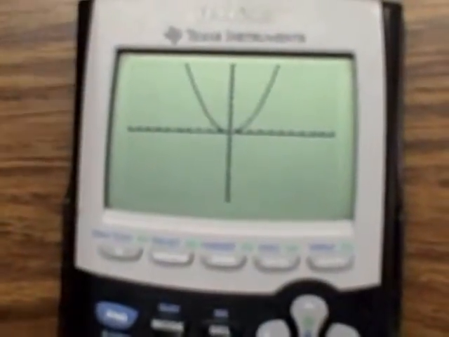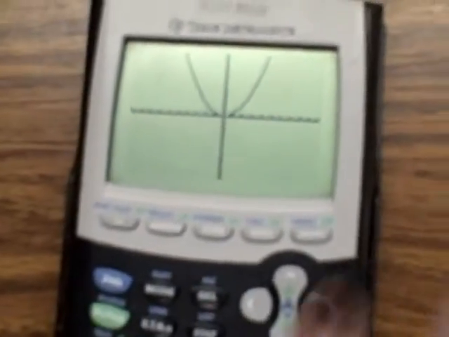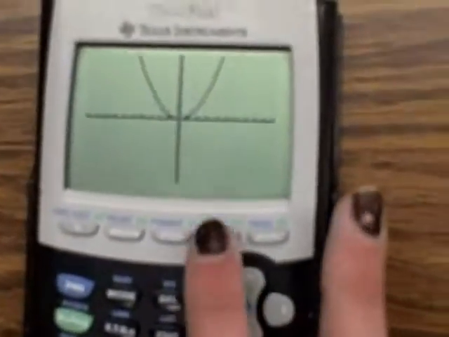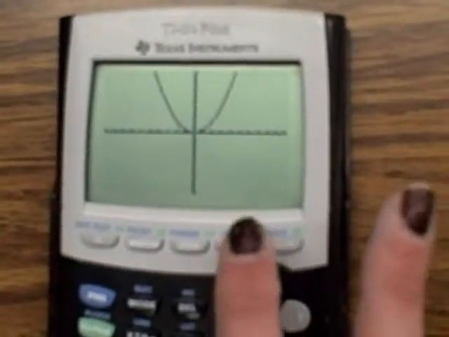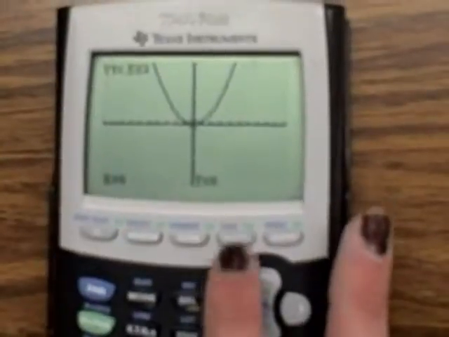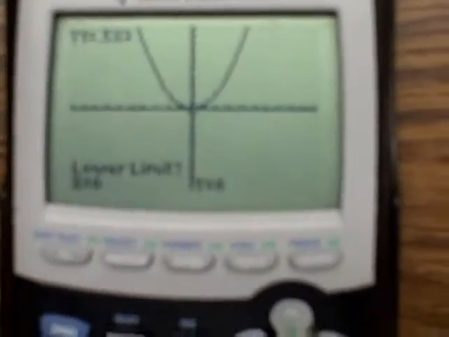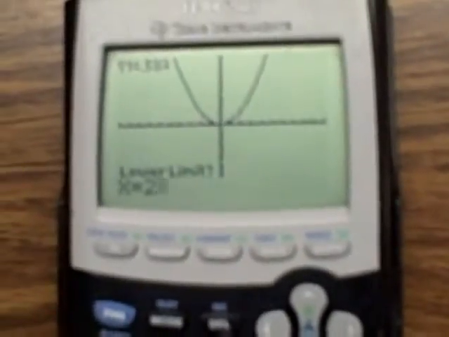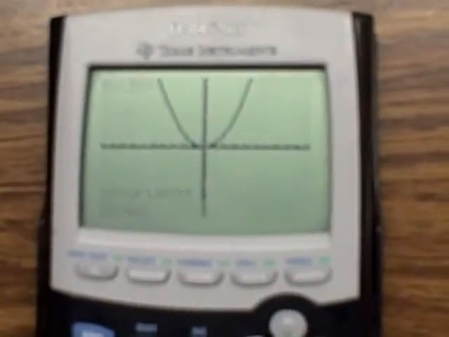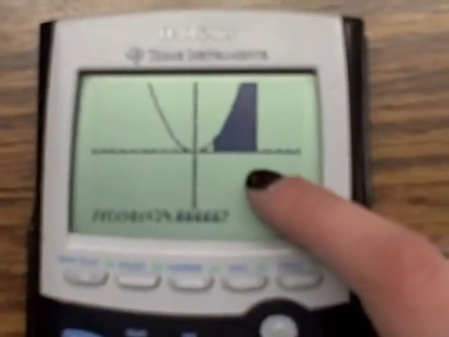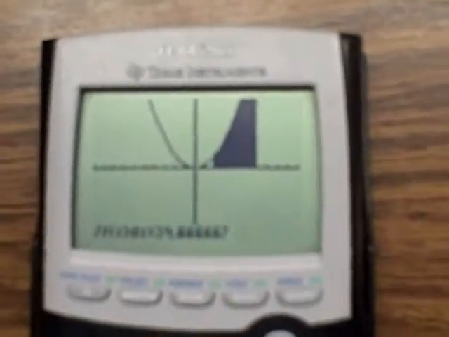Okay, this is the same graph we were working with before, half x squared. The first way you can find the area underneath the curve, or the integral, is by using the graph itself. If you go to second trace, 7, and enter your lower limit, in our problem it was 2, enter, upper limit, in our problem it was 6, and hit enter, it'll fill out the graph for you, and we'll get the same answer we did before, 34.667.